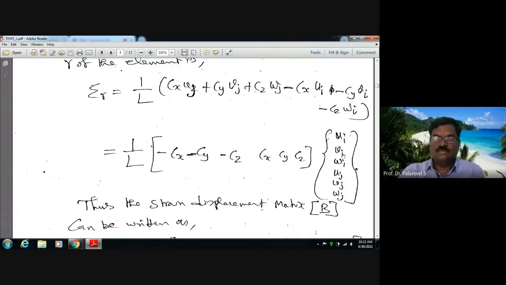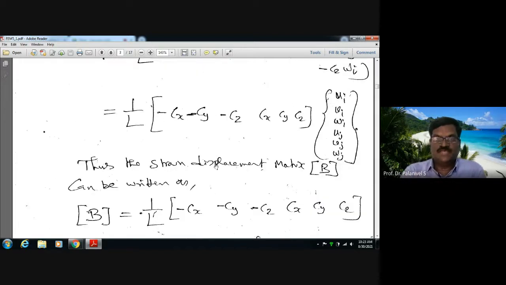We know the matrix which relates nodal degrees of freedom and strain in the element is nothing but the strain displacement matrix. Already I told you, already we have discussed. The matrix which relates nodal degrees of freedom and variation of displacement within the element is the shape function. The matrix which relates nodal degrees of freedom and strain in the element is called the strain displacement matrix.